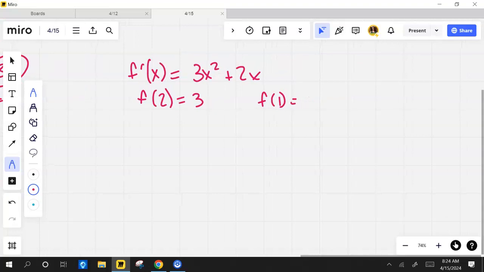I think that's what I did. What did I do? What did I do? Oh, I did antiderivative and solve for c.